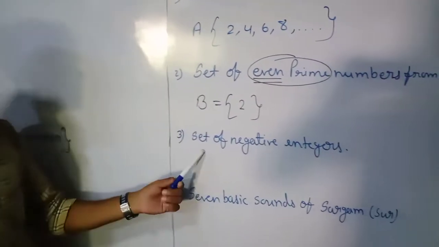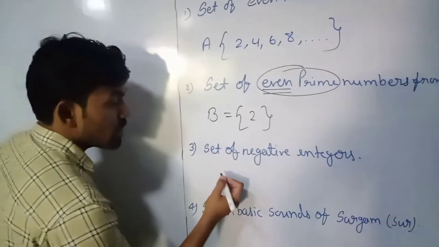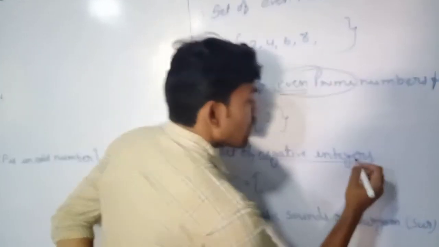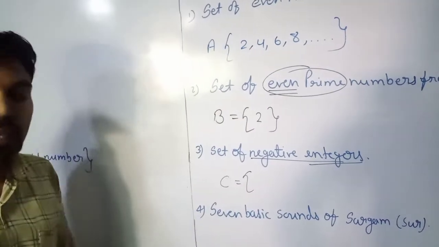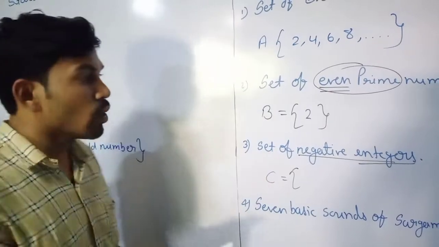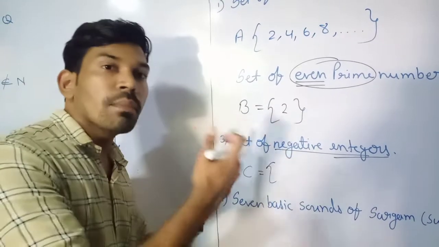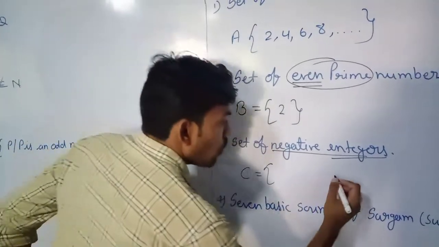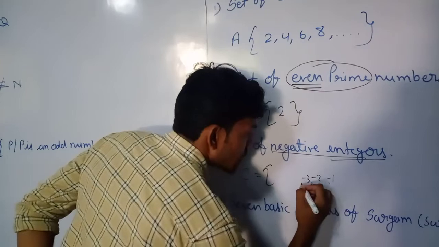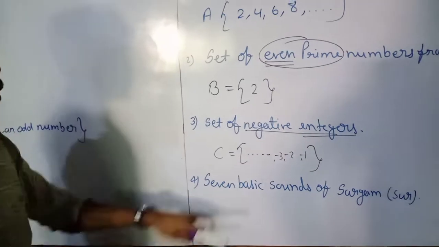The next sum is set of negative integers. Now again we should start with the name of the set. Set C, capital letter, in curly bracket. Negative integers. The first one, what are integers? Integers are a group of the whole numbers including negative numbers. That is called the integers. So we are going to write all the negative integers. If we remember the number line, we write the negative numbers on the left hand side. So -1, -2, -3 and so on. This way we have to write the negative integers.